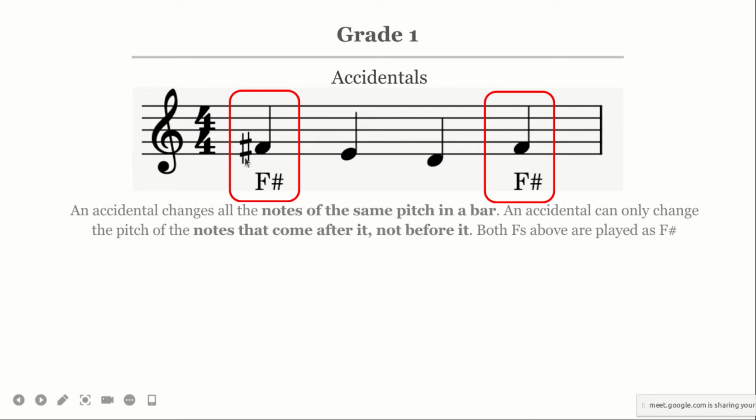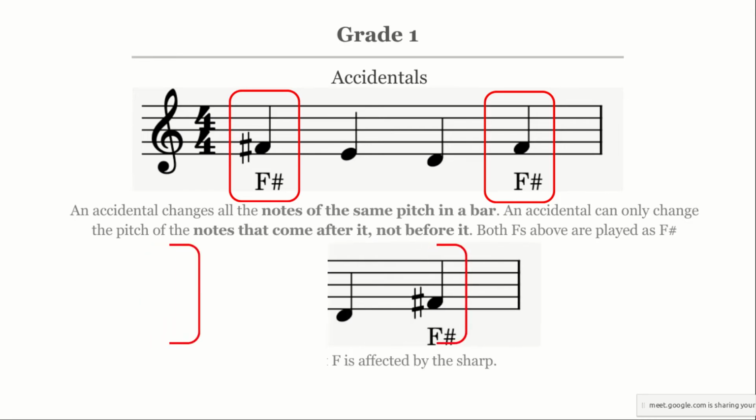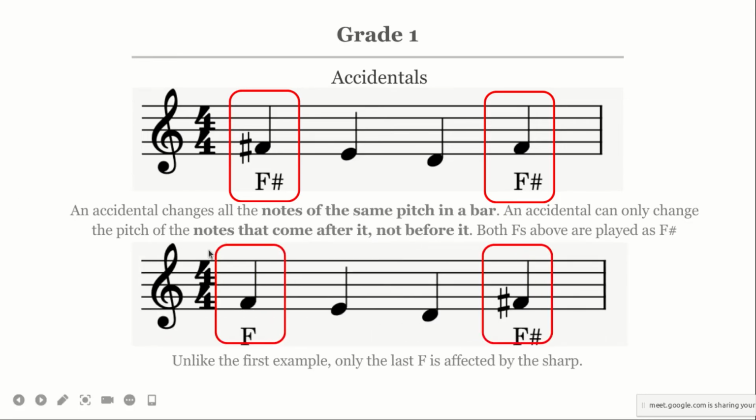And remember, it has to be the first one that affects the second one. The second one cannot affect the first one. So accidentals affect notes that come after it. So please take note that in this second example, the first note is F and the second is F sharp. The second F sharp cannot make the first one F sharp. It only affects notes that come after it. And so in the first example here, the second note is F sharp because it's affected by the first accidental and because it's still in the same bar. I hope that makes sense.